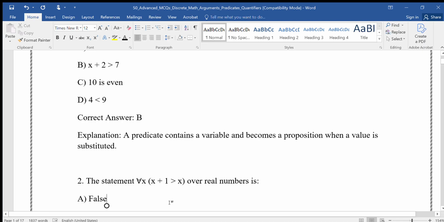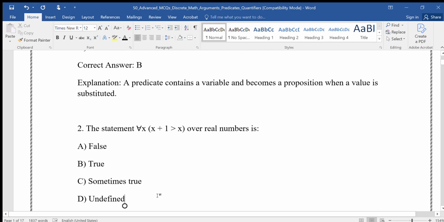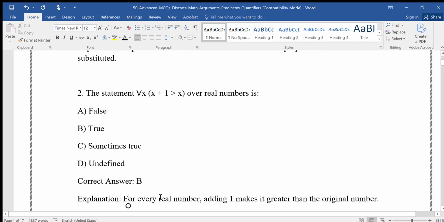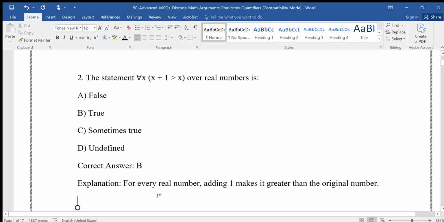The second MCQ is the statement: for all x, x plus 1 greater than x, over the real numbers. For all x relates to the universal quantifier. Quantifiers have two types. The first is the universal quantifier and the second is the existential quantifier. The given statement is true because for every real number, adding 1 makes it greater than the original number.